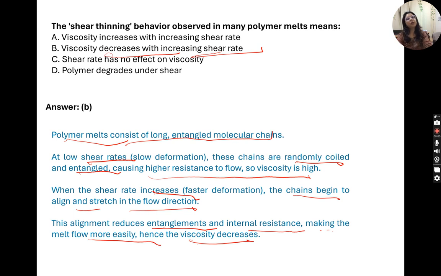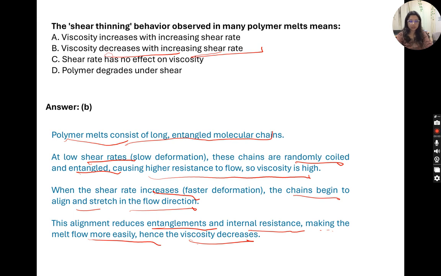If we look at the example of ketchup and honey, generally they have high viscosity and cannot be dumped. But when we squeeze them out of the bottle, that is where the shear rate increases, so the chains of those polymers align, and that's how the viscosity decreases and it comes out very easily. So these are some examples to show the shear thinning behavior, and that's how the polymer also reacts. When an increased shear rate is applied, the chains align, and that's how the viscosity of those polymers decreases and they can flow. So option B is correct: viscosity decreases with increasing shear rate.